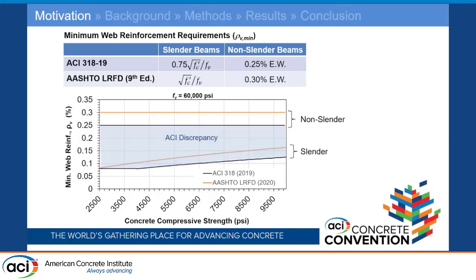For non-slender beams in ACI, it's 0.25% in each direction, for deep beams. For AASHTO, it's 0.3% in each direction. And so you can see that line right here. The discrepancy would be the difference between this line and that line, right? So for regular reinforced concrete, 4,000 psi concrete, we've got about 3 times more reinforcement required for a deep beam than what's required for a slender beam.